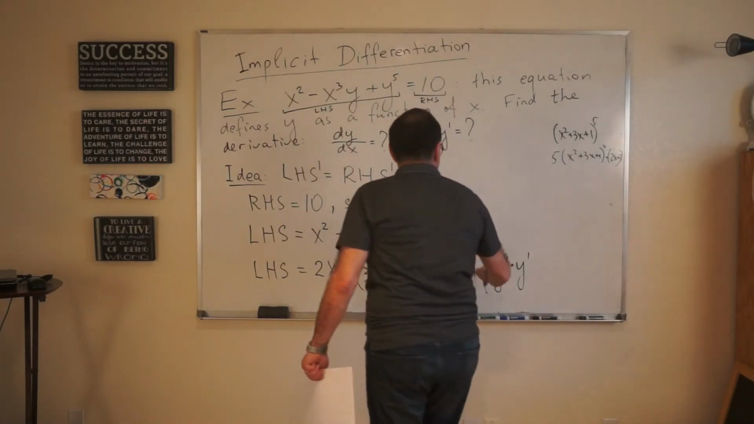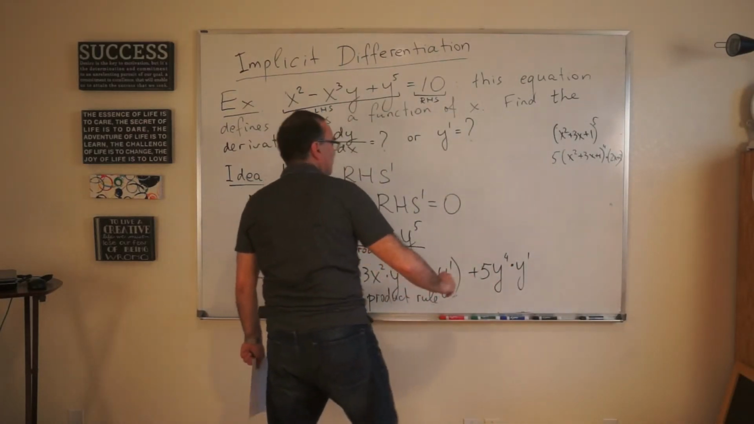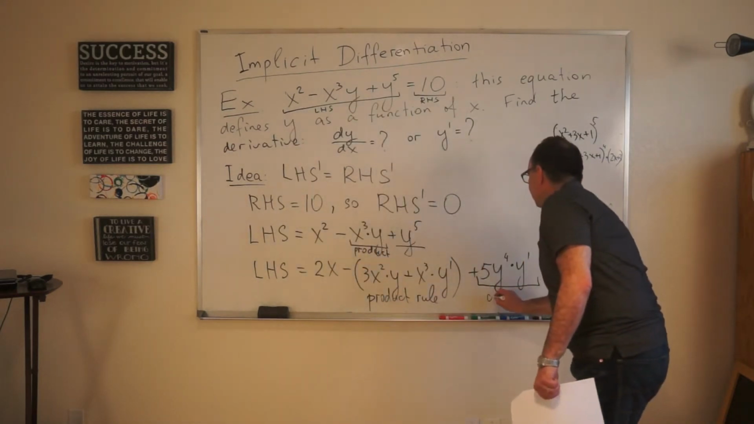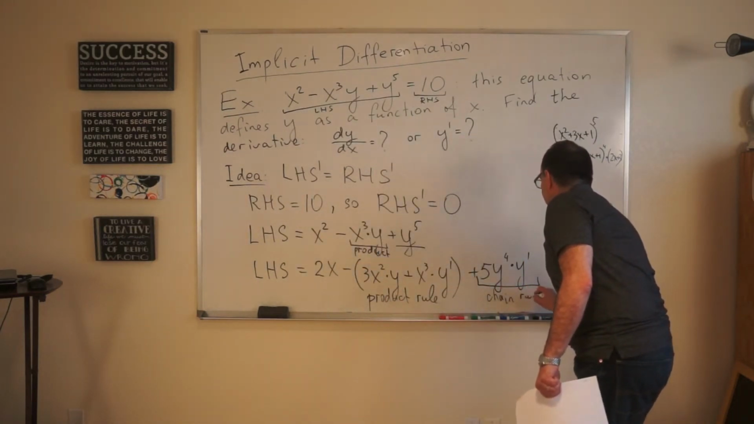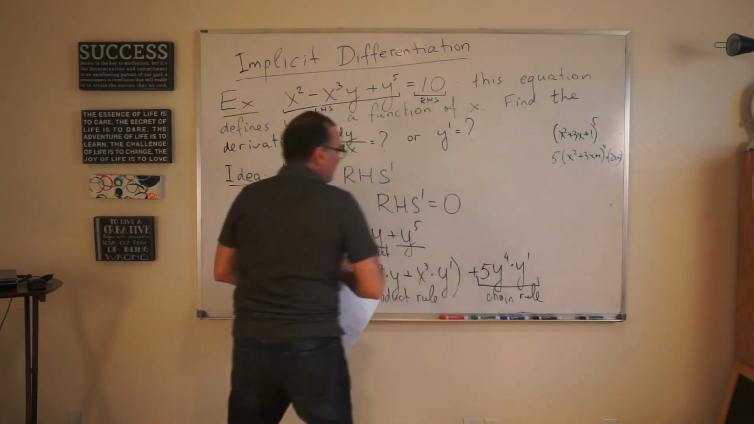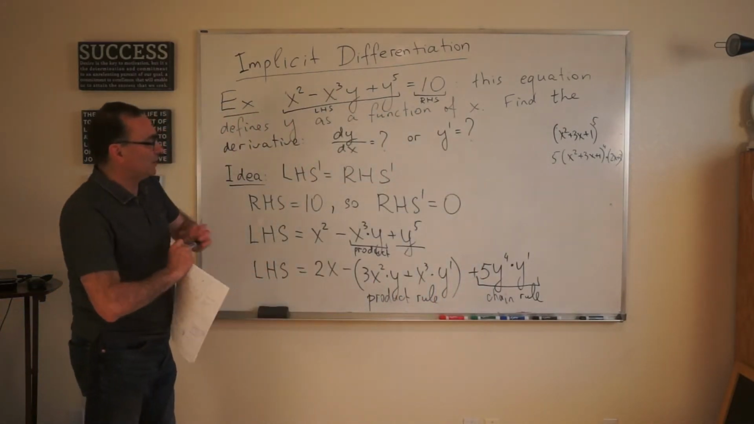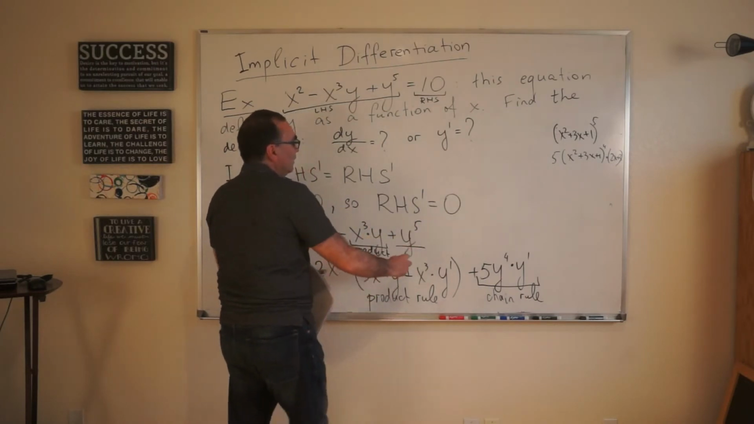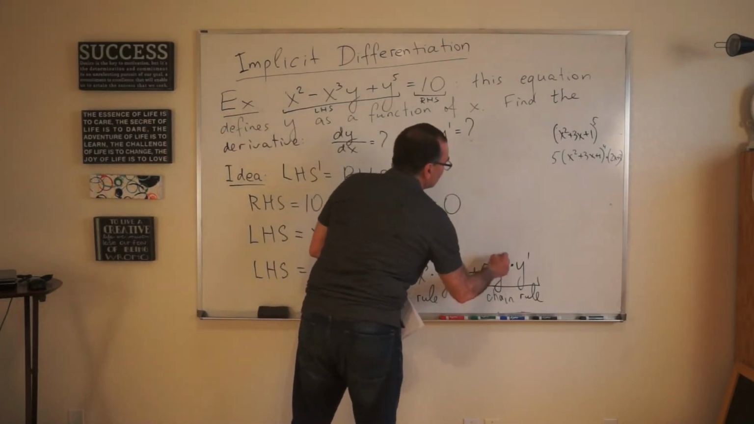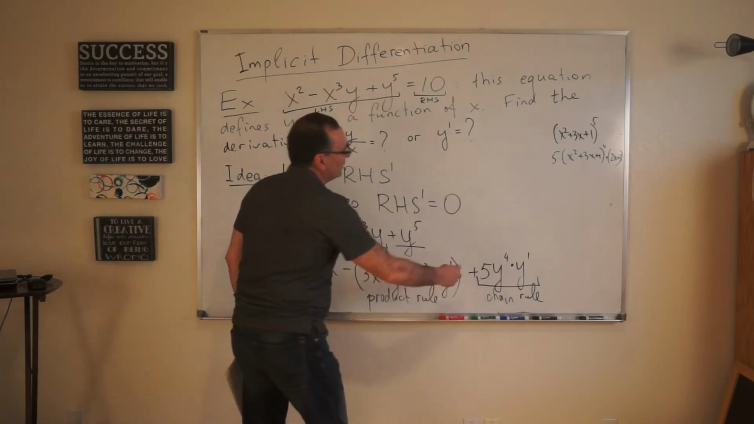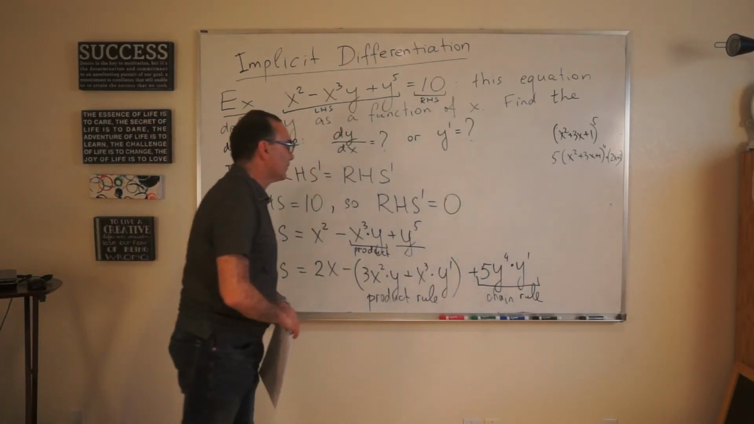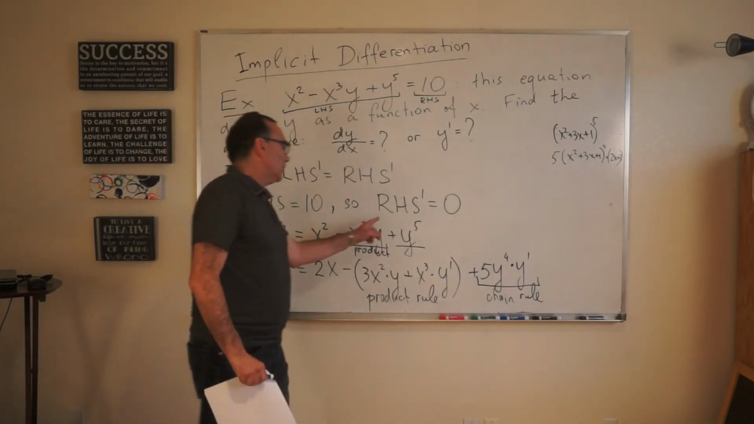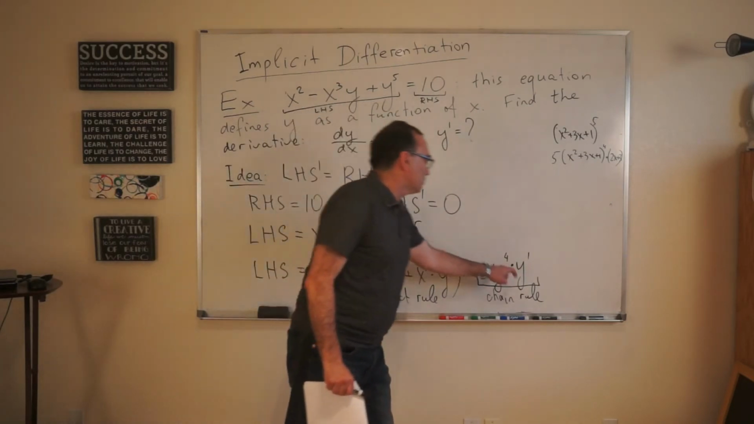So this is the derivative of y to the fifth using the chain rule. Now once again, the chain rule in this context is pretty simple. You do the derivative the normal way, like y to the fifth becomes 5y to the power 4, and then you multiply it times y prime, because again, y is the interior part and the derivative of y is y prime.